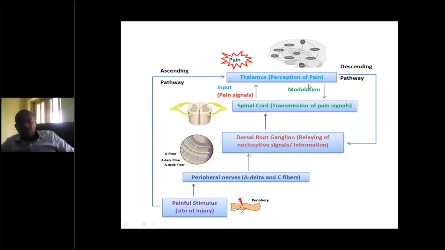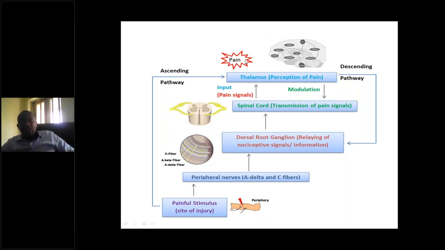The thalamus is responsible for perception. So take note of this. The work of the thalamus is perception. The work of the spinal cord is transmission of pain signals. The work of the dorsal root ganglion is to relay nociceptive signals or information. And the work of the A and C fibers is just to transfer sensory signals from the site of the stimulus to this other place.